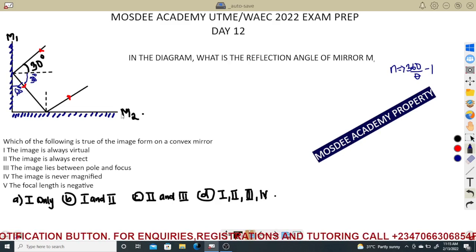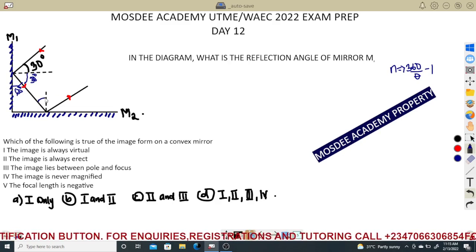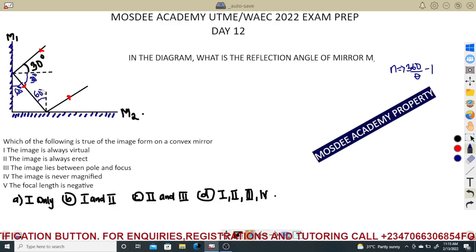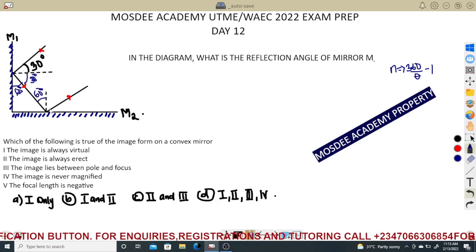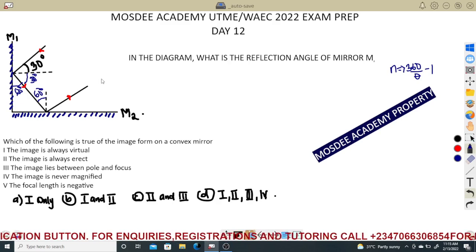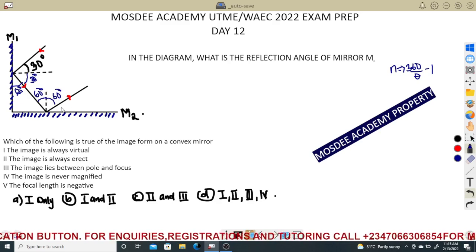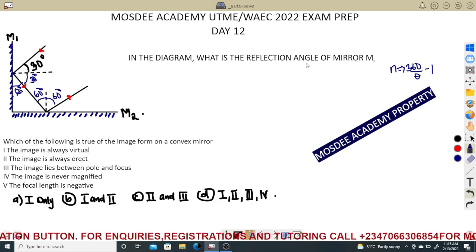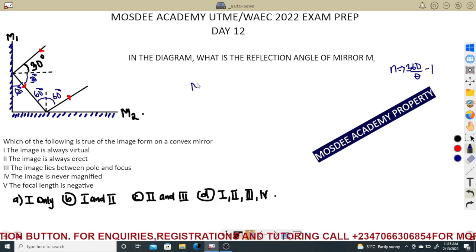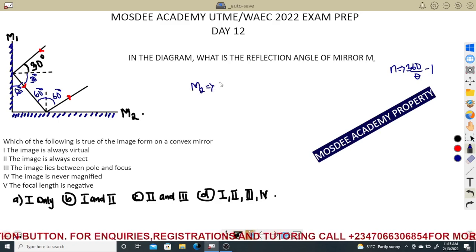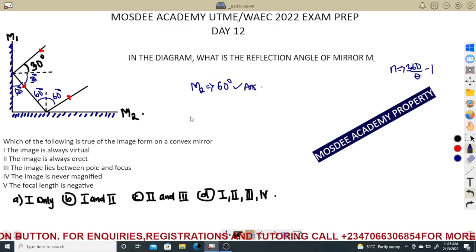Now we have this 60 degrees will be the incident angle, as alternate angles are equal. So the angle of incidence at the second mirror must also be equal to the angle of reflection at the second mirror, which is also 60 degrees. So I think you understand this. So in mirror M2 we have a reflection angle of 60 degrees. That's the answer to that question, so as not to waste your time.